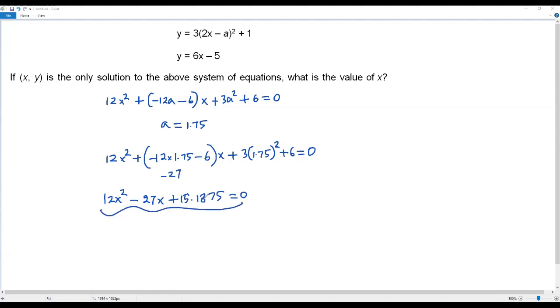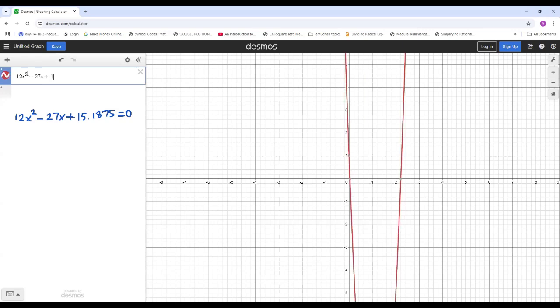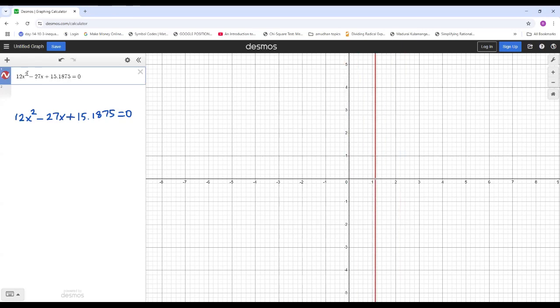Okay, now let's go to the Desmos graphing calculator. Here we have the Desmos graphing calculator. Now we have to give this equation as input over here. Okay, now let me type the equation. That is 12x square negative 27x positive 15.1875 equals 0. Okay, now I have given the equation as input.